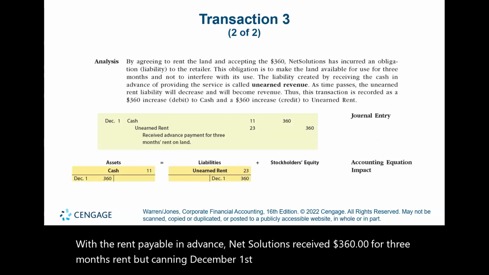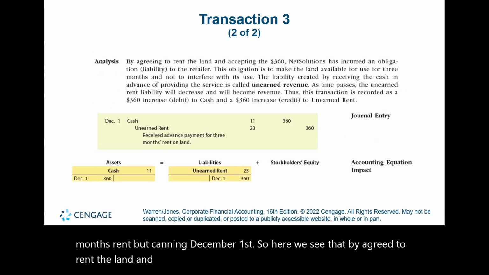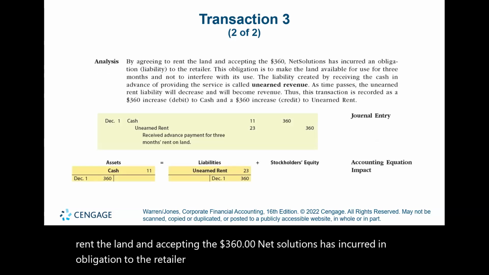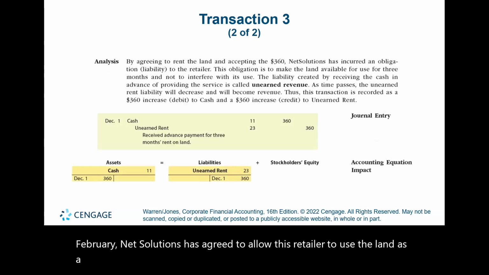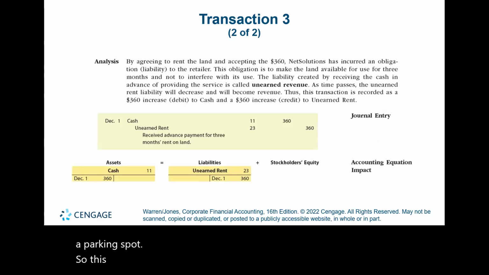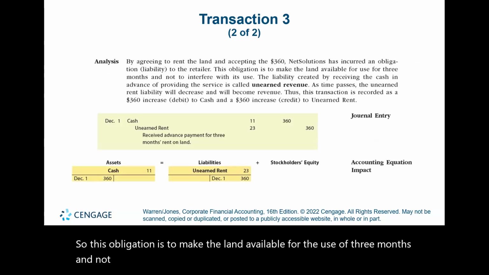So here we see that by agreeing to rent the land and accepting the $360, Net Solutions has incurred an obligation to the retailer. So for the month of December, January, and February, Net Solutions has agreed to allow this retailer to use the land as a parking spot. So this obligation is to make the land available for the use of 3 months and not to interfere with its use.